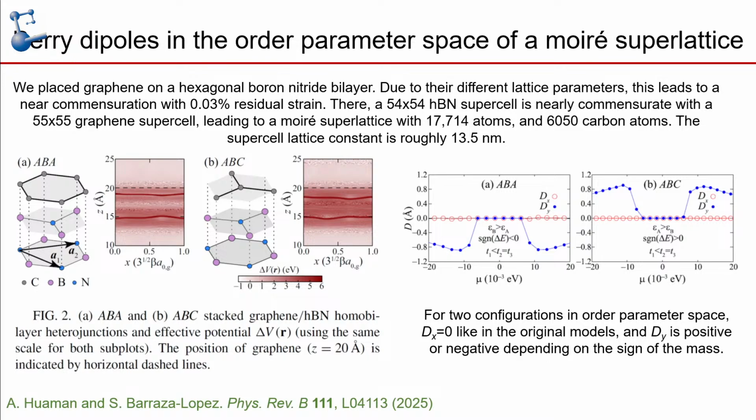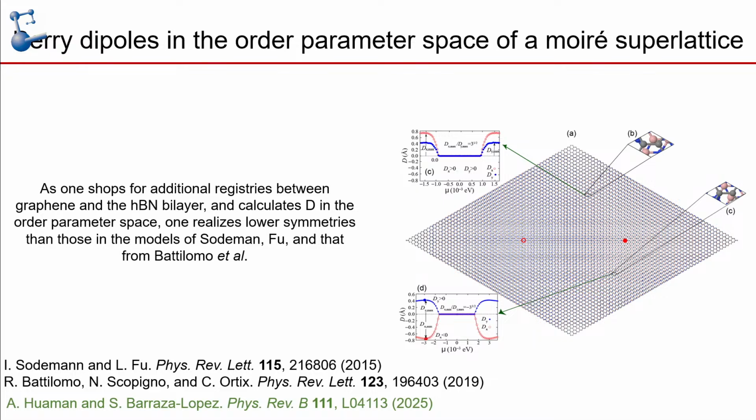But basically, the thing you want to see is that when you are in the AA configuration, carbon is on top of boron. When you are in the AB configuration, carbon is on top of nitrogen, and this gives rise to a change in mass. And that change in mass relates to a change in the sign of the Y component of the Berry dipole.